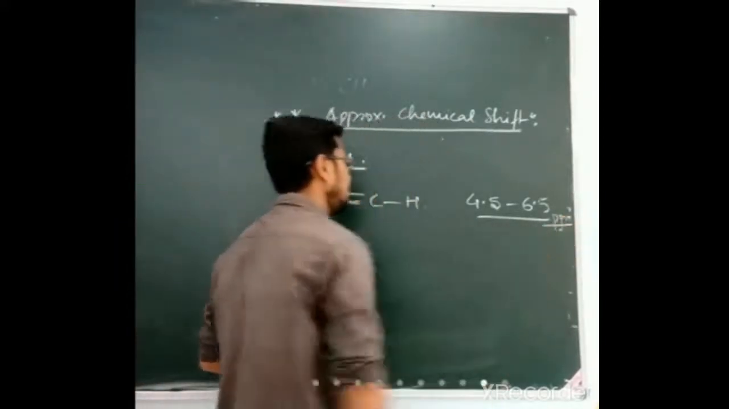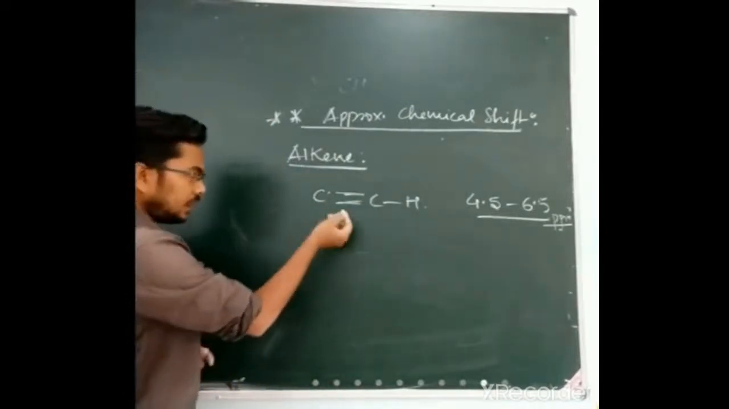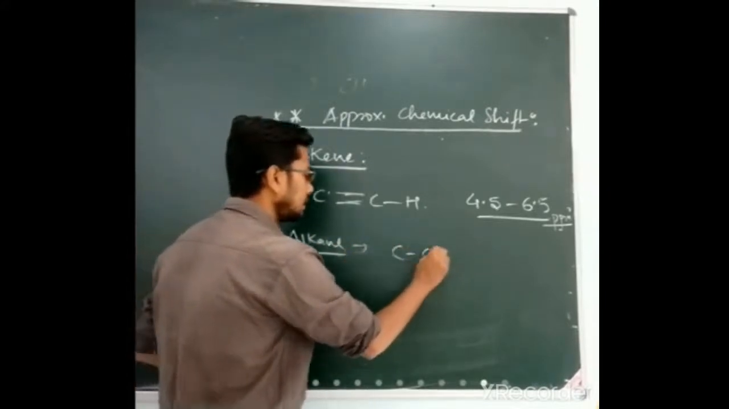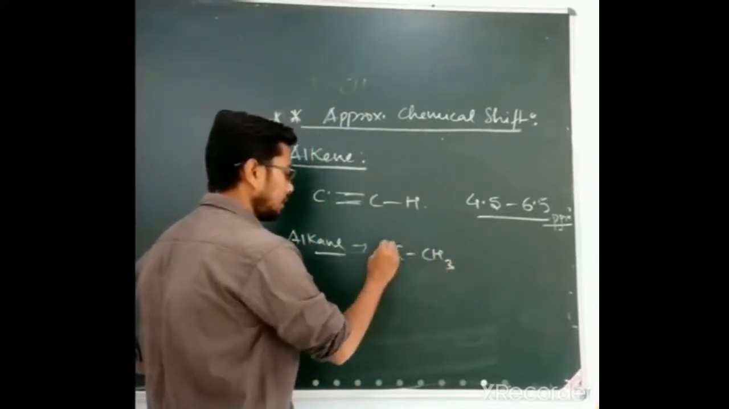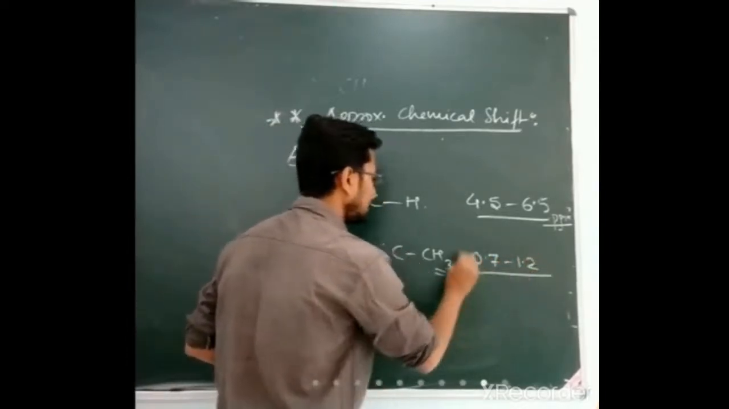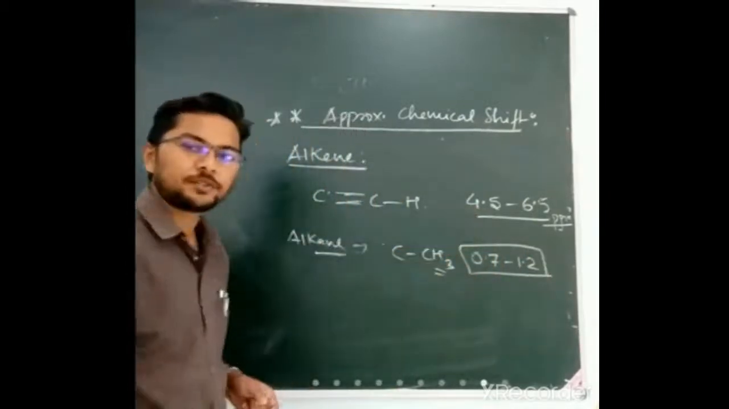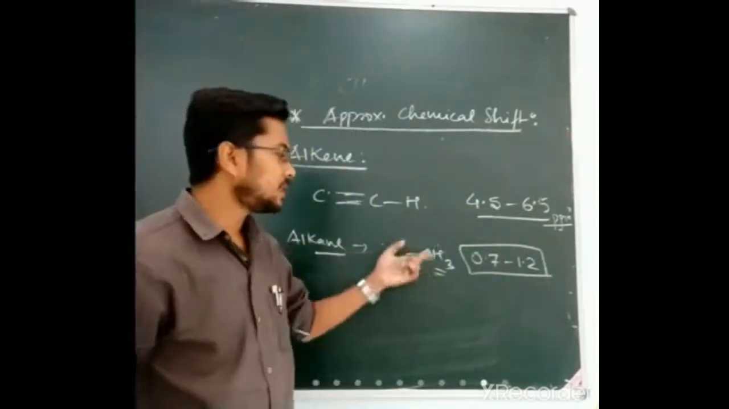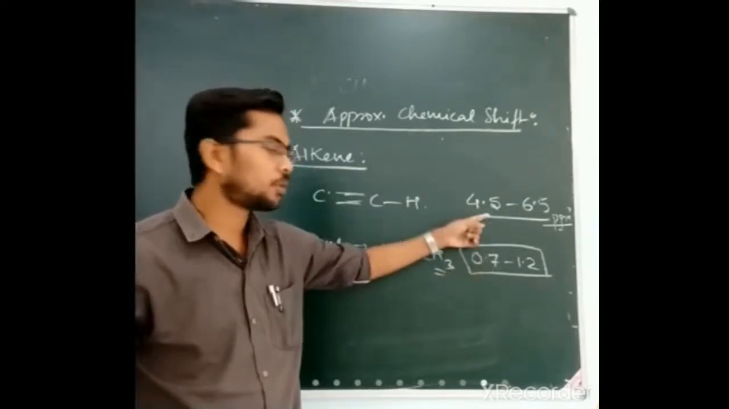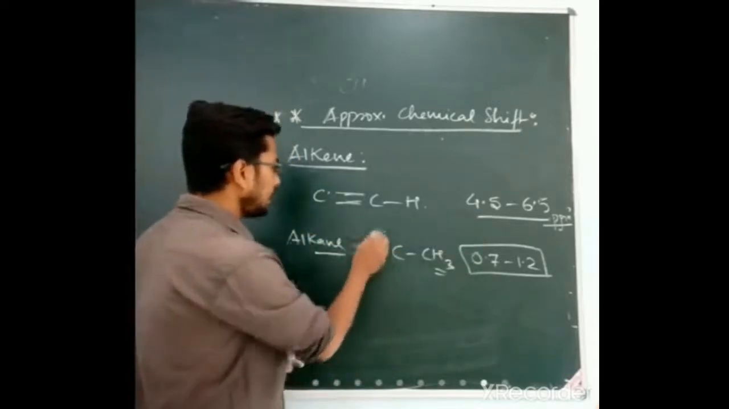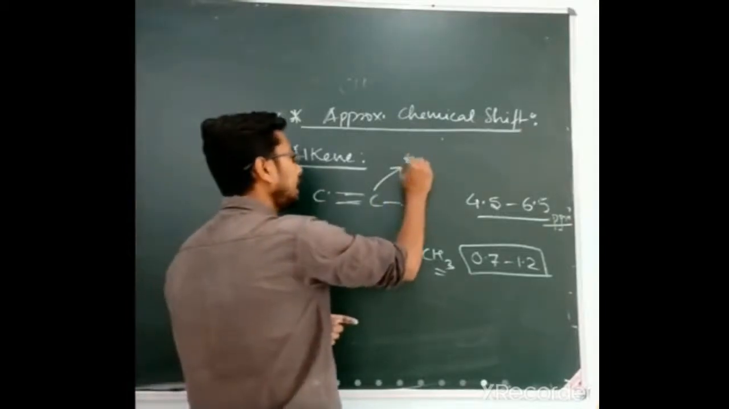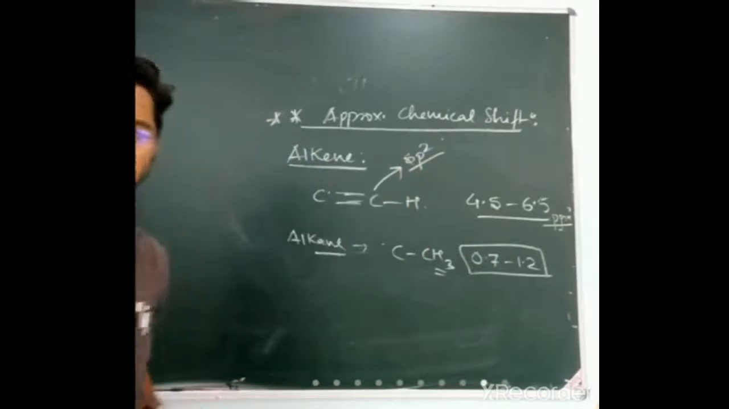Now, two reasons why. Earlier we discussed about alkane. We discussed that alkanes, CH3 suppose, fall in the region 0.7 to 1.2. So now this has become 4.5 to 6.5. So what are the effects which have led this proton to come from 0.7 to 4.5? Two reasons. One is in case of alkene, the electronegativity or the hybridization effect. That means the carbon is here sp2 hybridized in case of alkene.